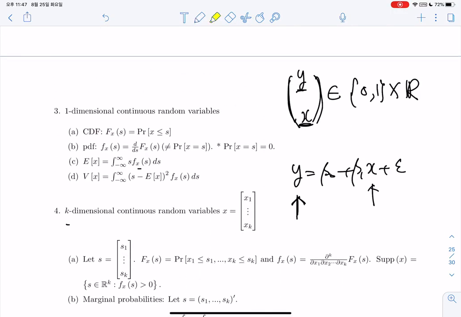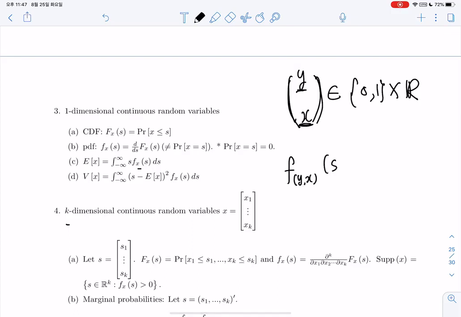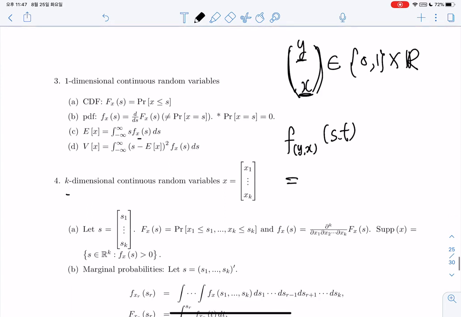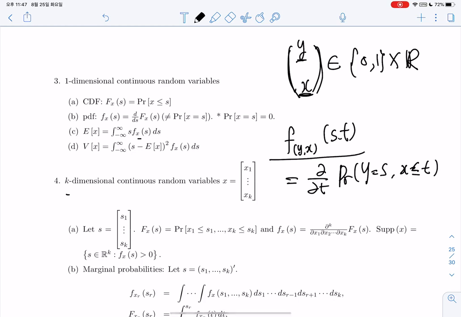In this case, the f function, lowercase letter f, is defined by this partial probability that y is s and x is less than or equal to t. That's the PDF. Okay.